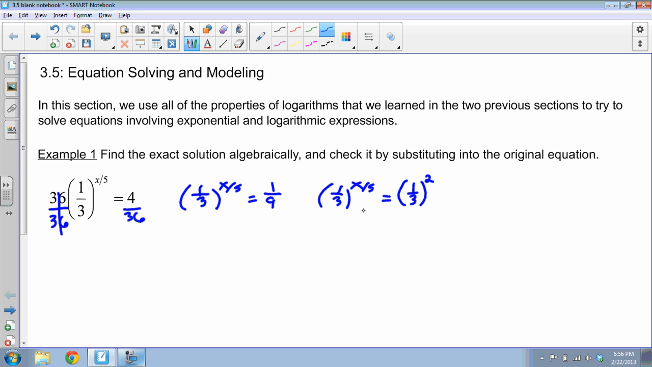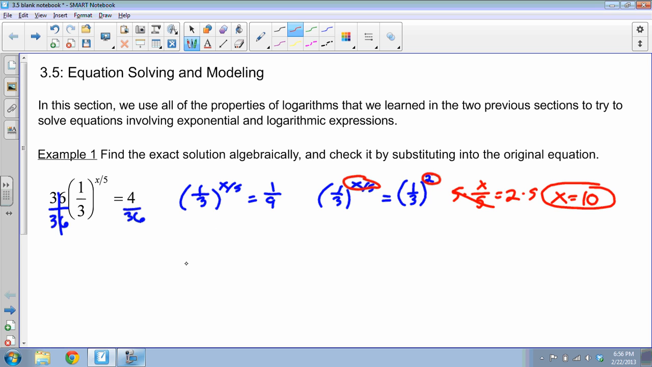And so there's a property where if I have 1/3 to some power equals 1/3 to some power, because the bases of those expressions are the same, we can just take the exponents and set them equal to each other. So x over 5 would equal 2, because that's what our two exponents are. Then we just solve this by multiplying by 5 on both sides. So x equals 10. That's our answer.